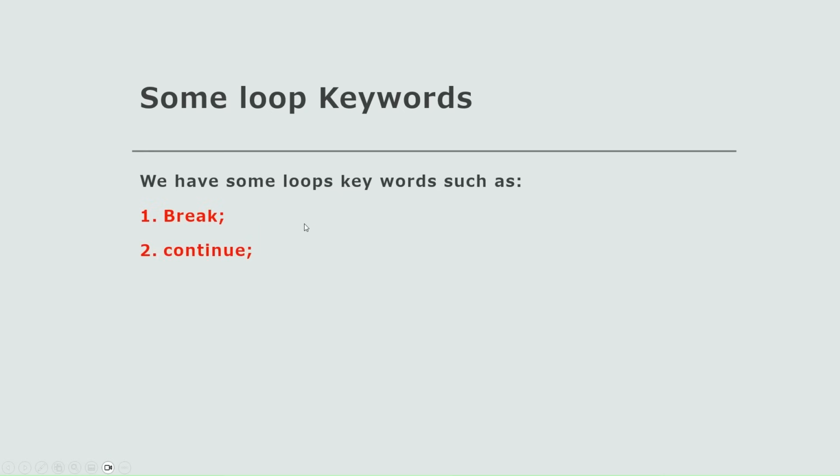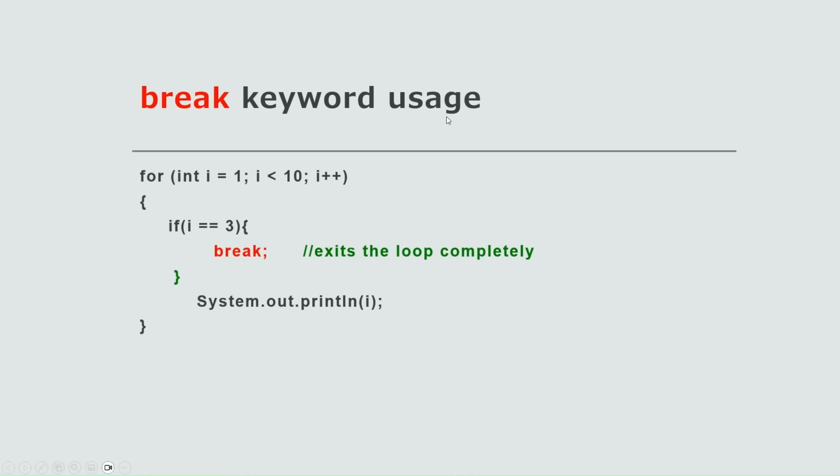We have some loop keywords, such as break and continue. Break keyword usage: in the following for loop, I assign i a value of 1, then it's less than 10, incremented by 1. If i equals 3, then break. The loop will keep executing until i equals 3, then it will execute the break. Once we execute the break, the loop will be completely terminated and we will exit the loop.